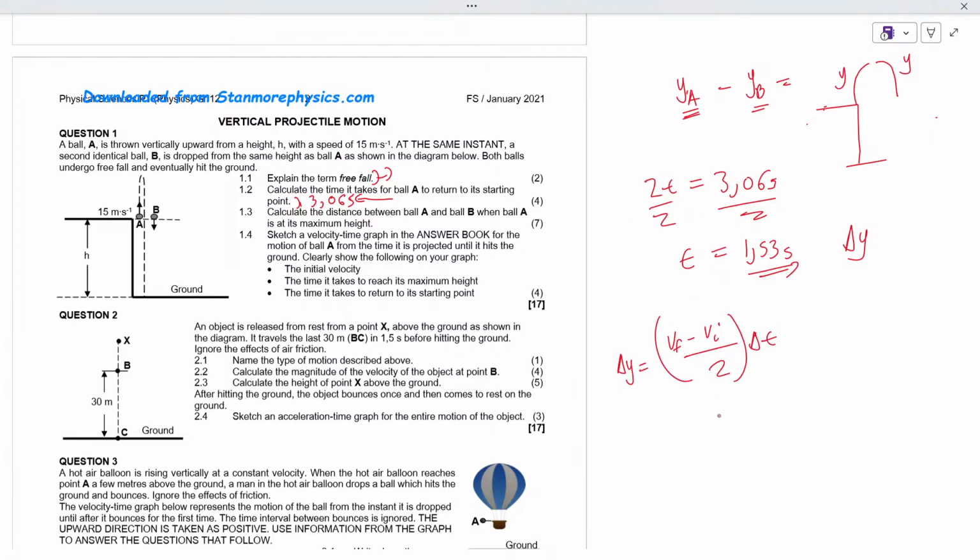So we are using which one? Ball A first. Yeah, let's do ball A. And then what is the final velocity? 0. Initial, 15. And then minus, over 2. And then what's the time? The time is 1.53. And then how much does it give us?